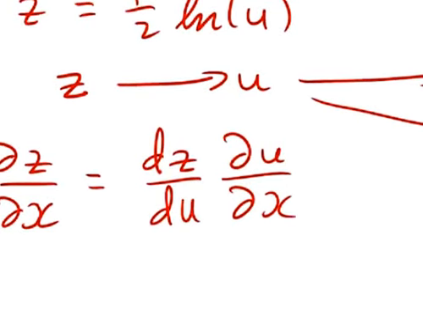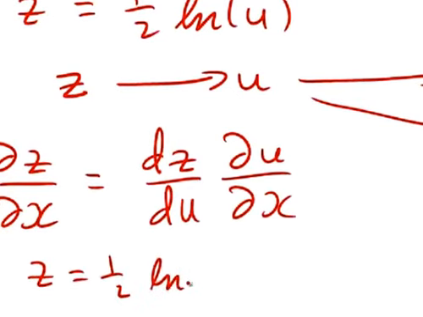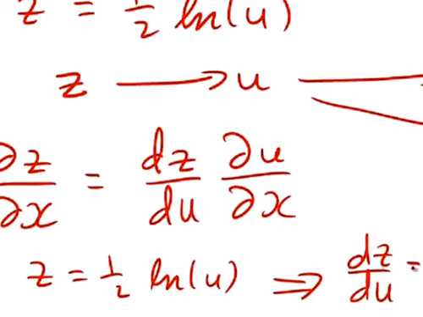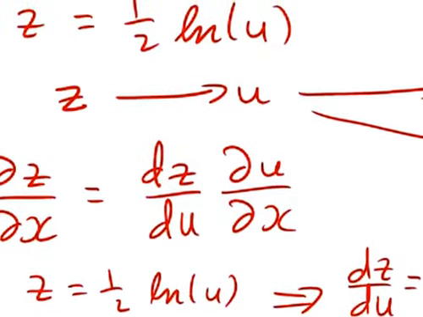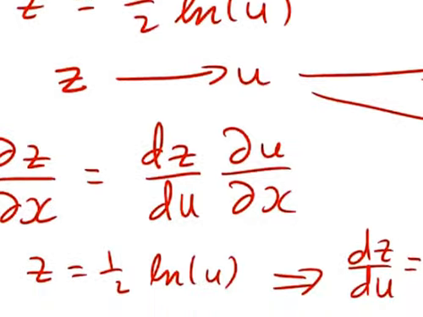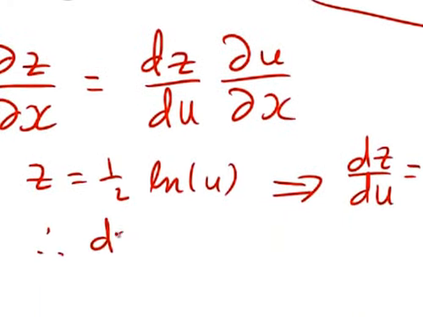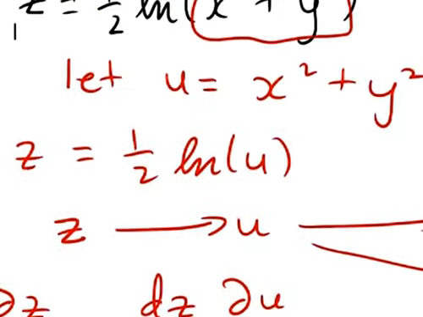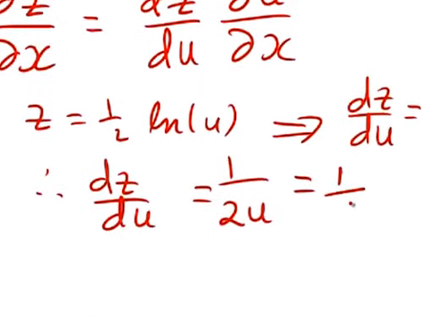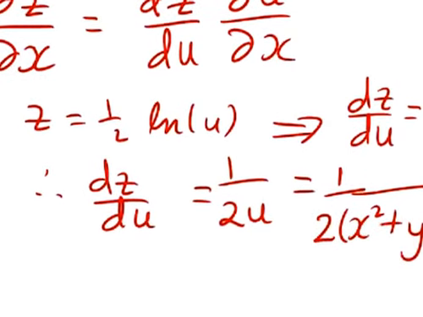Now since z was equal to a half ln u, that means that dz/du is just going to be equal to a half, which will just stay there. And when we differentiate ln u, that just becomes 1 divided by u. So therefore, tidying that up a bit, the derivative of z with respect to u will be 1 divided by 2u. And you might recall u was equal to x squared plus y squared, so that'll be 1 divided by 2 times x squared plus y squared.